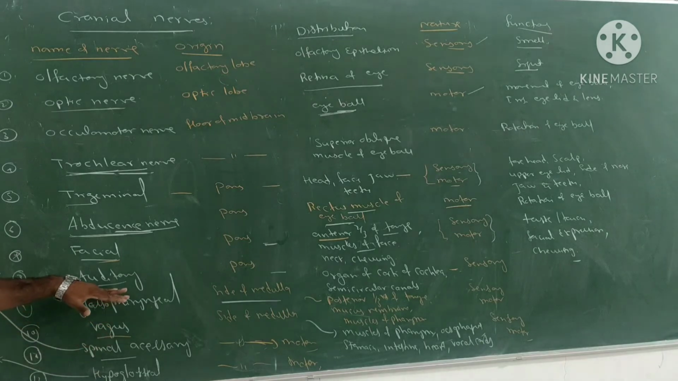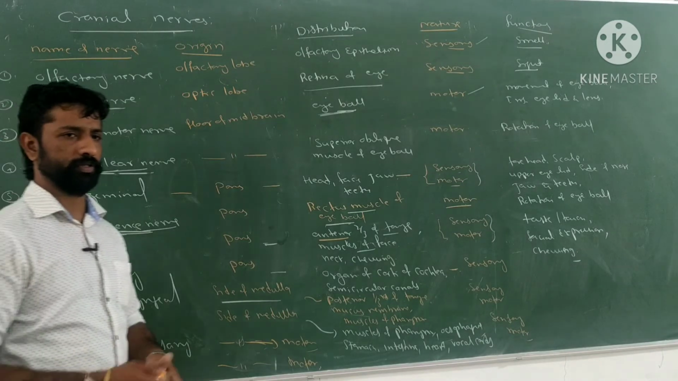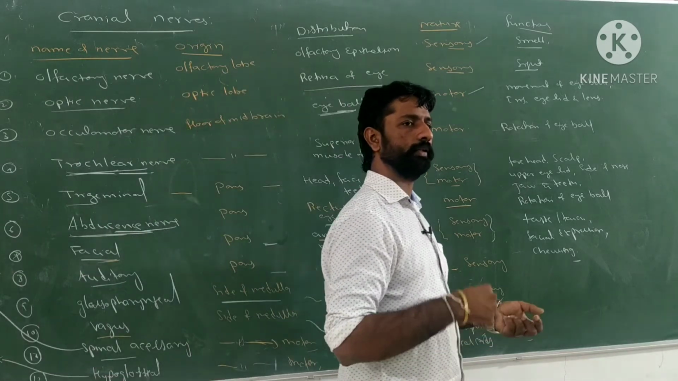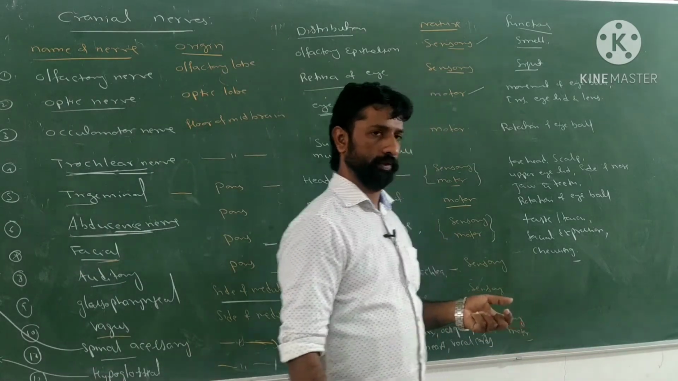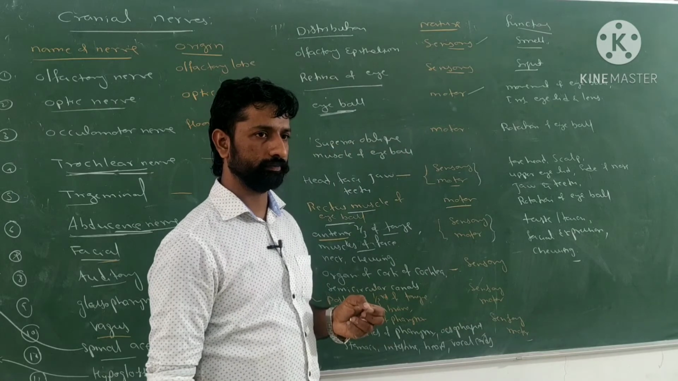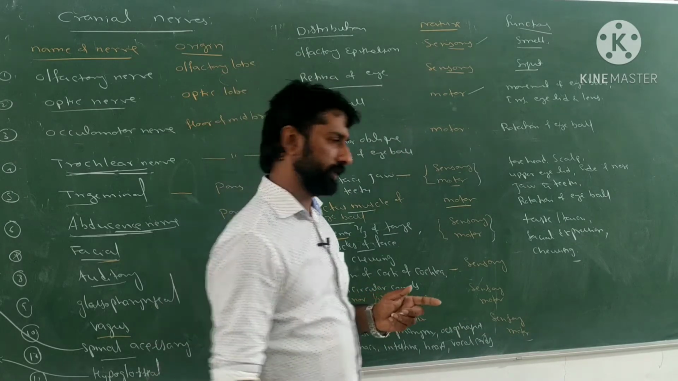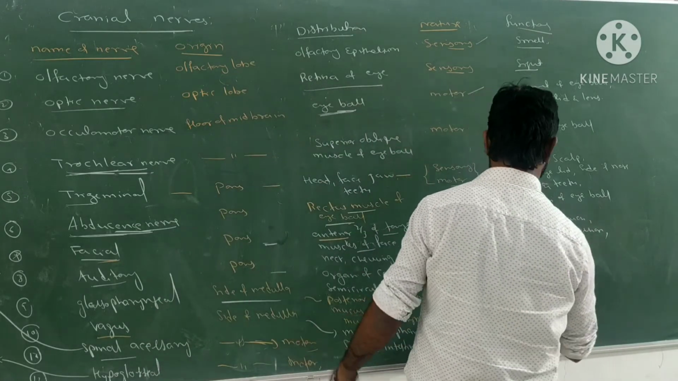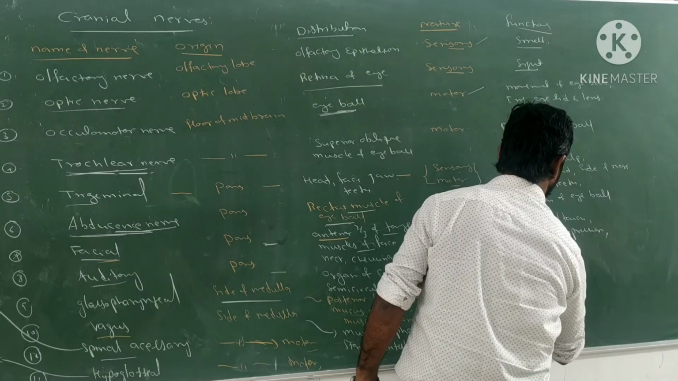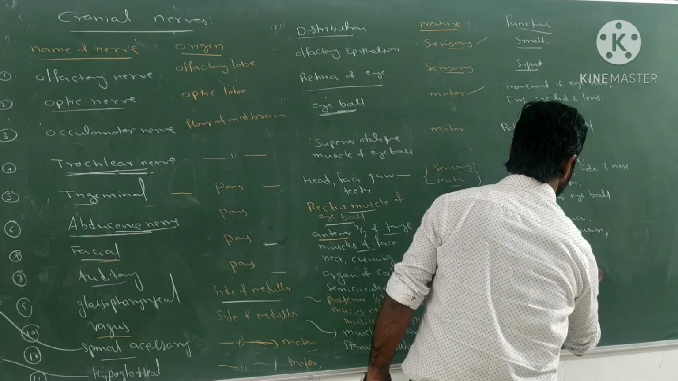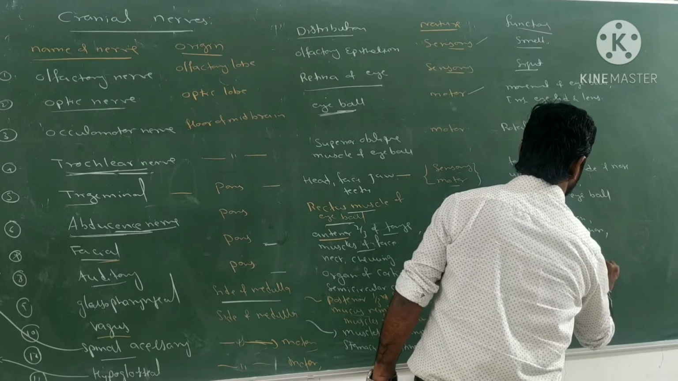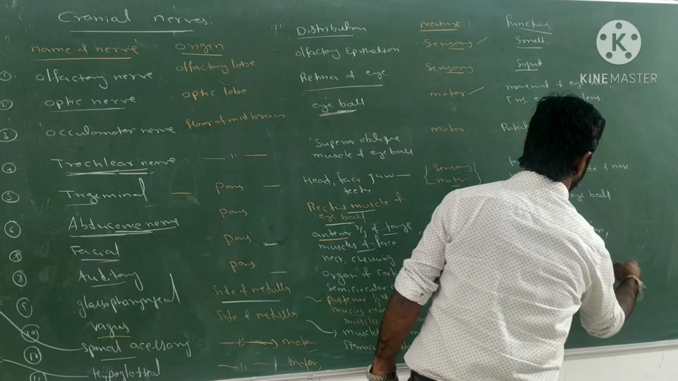Next is the auditory nerve. What is its function? Is it only hearing, or is any other function carried out by the ear? The ear is also an organ of balance of the body, that is equilibrium. So they control the hearing as well as the equilibrium of the body.